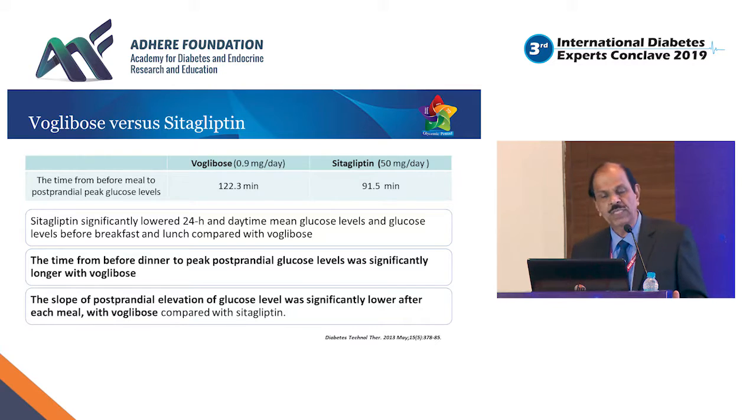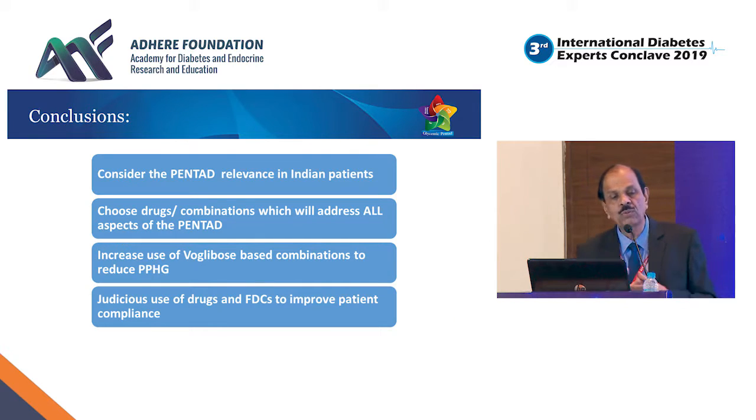Sitagliptin significantly lowered the 24-hour blood sugar, but the prandial sugar was better controlled by voglibose. The time from before dinner to the peak postprandial glucose was also significantly longer with voglibose, even at dinner time. And the slope of the postprandial rise of glucose level was significantly lower after each meal with voglibose compared to gliptin.